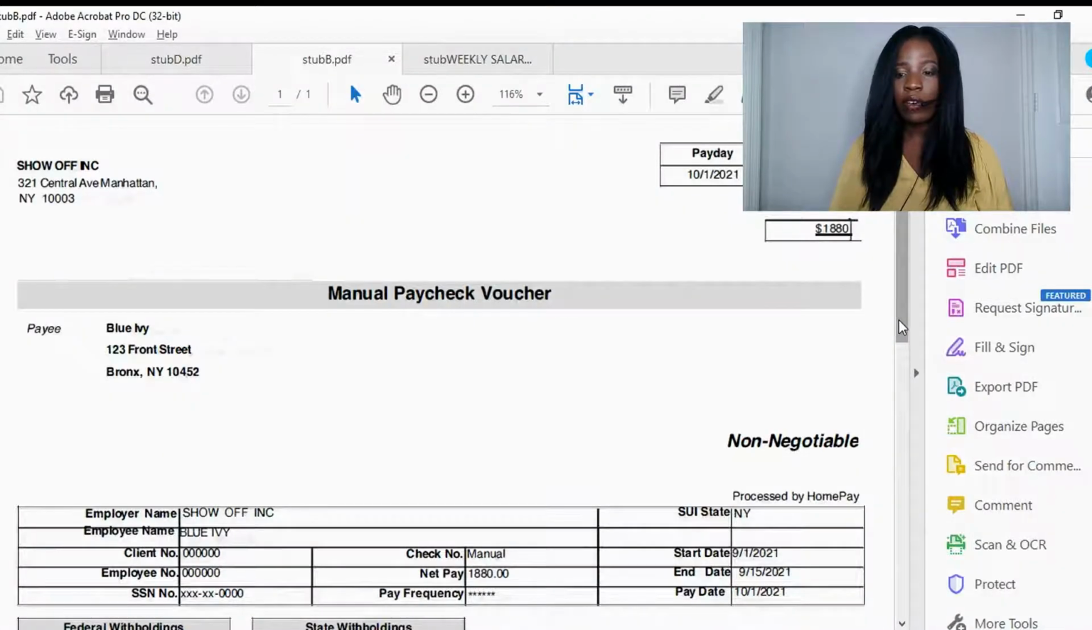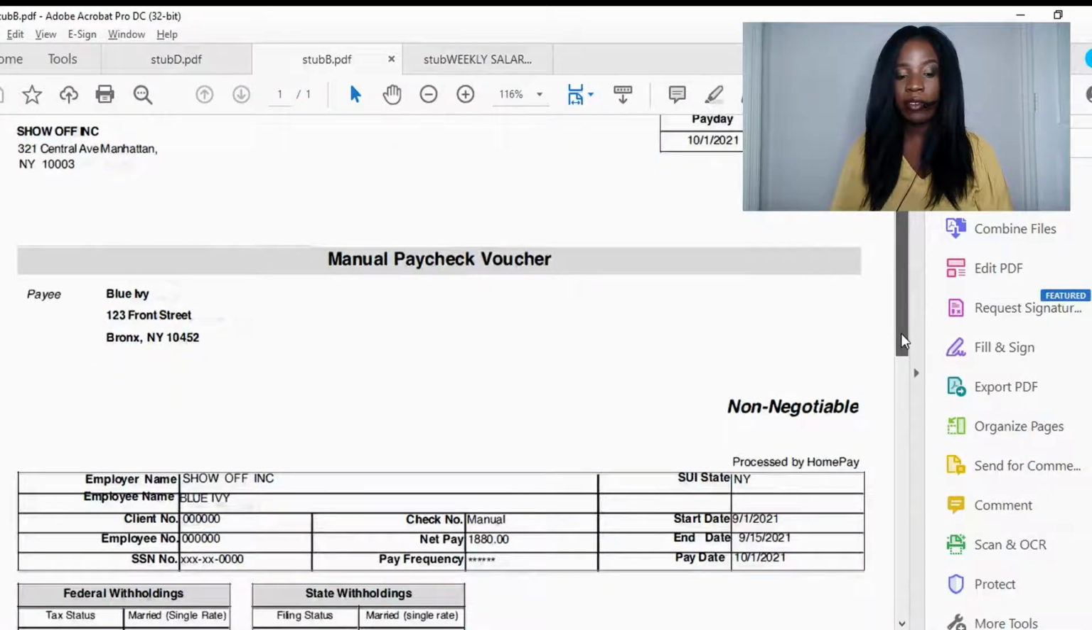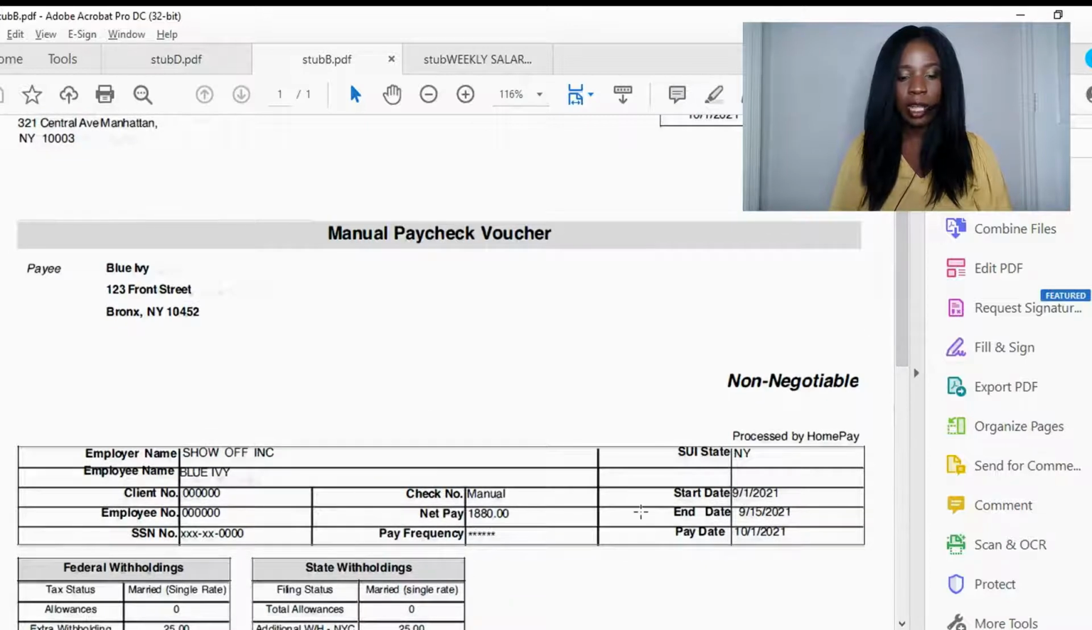All right, so for our next example, as I stated before, I blocked out the pay frequency, right? Or I didn't indicate what that pay frequency is. So now it's up to us to figure it out. So when I want to do that, I take a look at my dates.